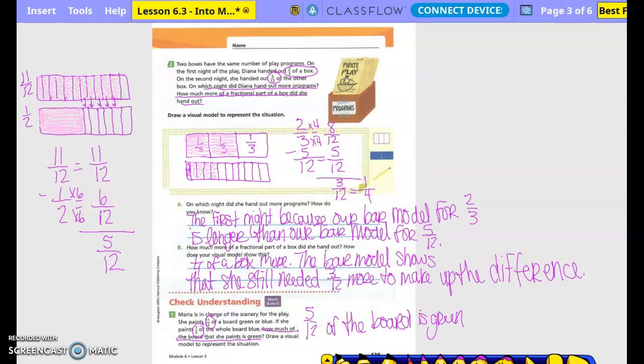Then we broke the other parts into 12 and matched up what was already used, or what was colored but what wasn't used. And so we came up with 5/12 that way, and we also worked out an equation and came up with 5/12 that way. So our answer was 5/12 of the board is green.